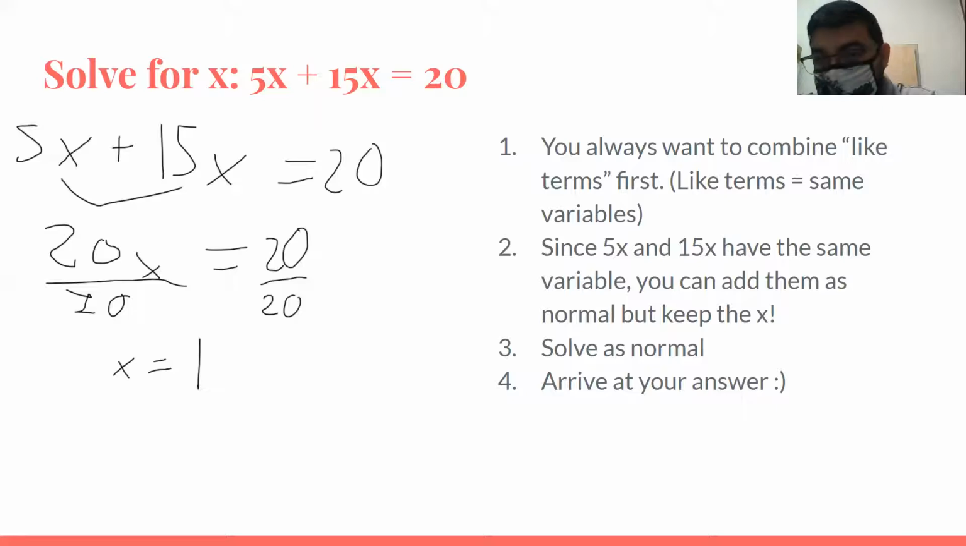But 5x plus 15x, you can combine them since they're like terms, and so you get 5 plus 15, which is 20. And then you bring down the x. So 20x equals 20. Then you just divide 20 on both sides. X equals 1. 20 divided by 20. Anything divided by itself is 1. You're just kind of working opposite. Okay. I'll try not to confuse.